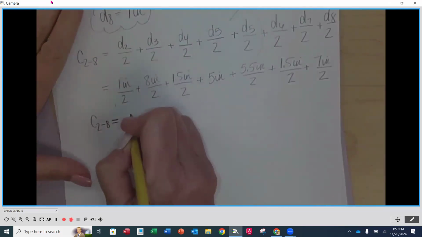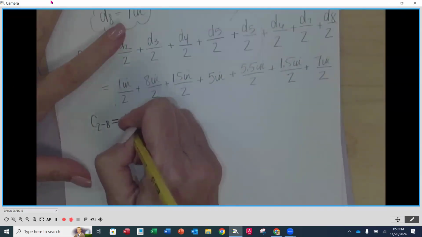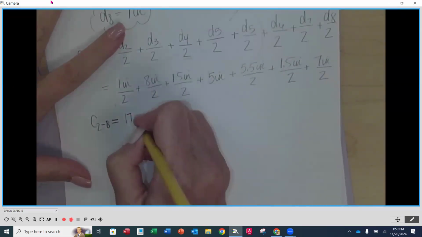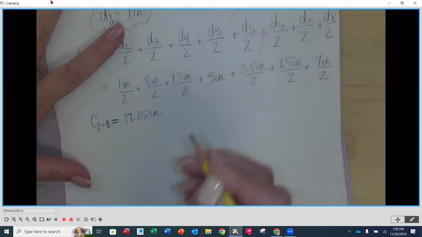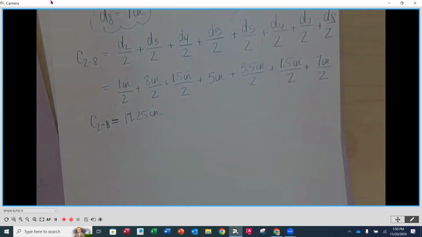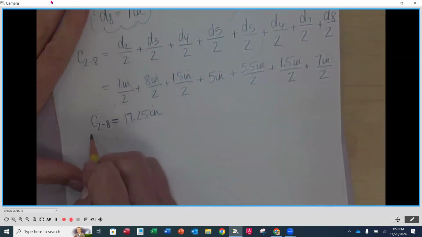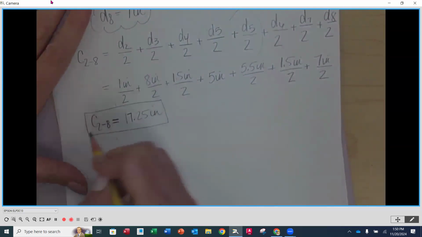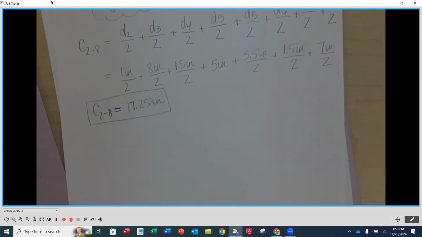Tyler got 17.25. Did anybody else get that same value? Aaron did, Liam did. Awesome. So then we can put a box around that. I don't have the final answer in front of me right now. So 17.25. Awesome.